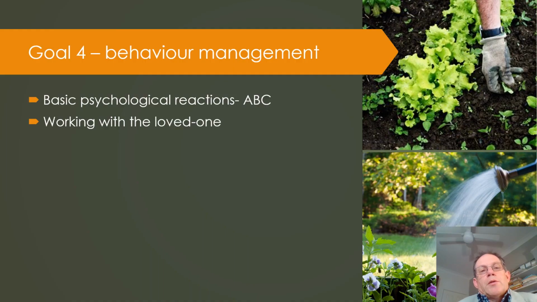This fourth area of working with loved ones with substance use is about behaviour management, which is all about improving behaviour by encouraging desirable behaviour and discouraging undesirable behaviour. Behaviour management reminds you of using star charts with children. This section will be looking at the understanding of basic psychological reactions by learning the ABC, which is an acronym for activation, behavioural beliefs and consequences.